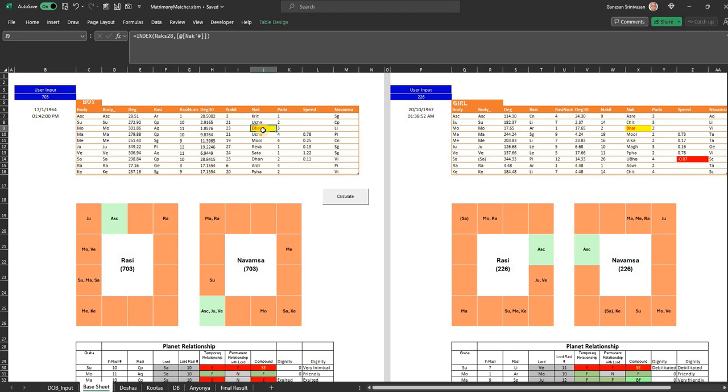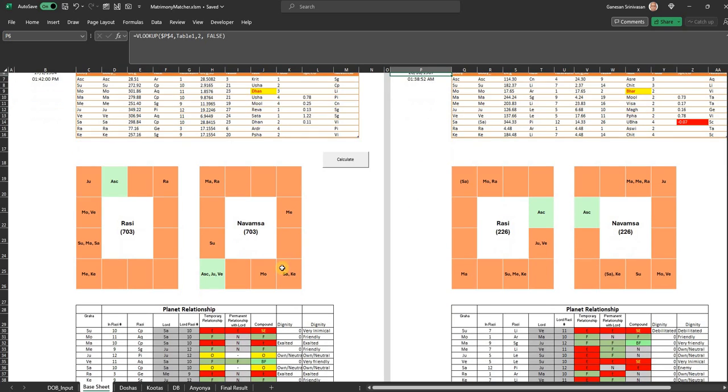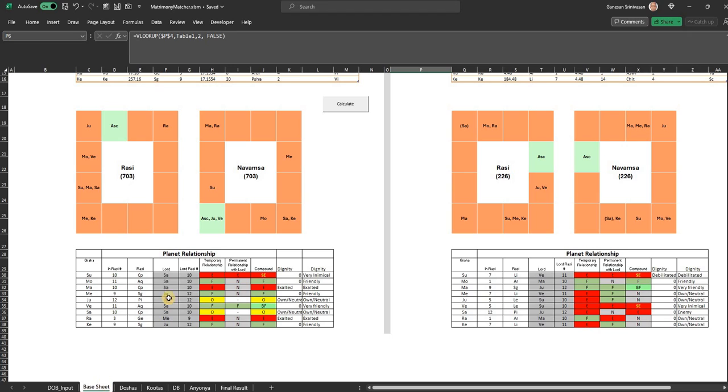I highlighted the nakshatra of the moon for both of them, so that immediately you get to know the data. So here I am comparing a 1964 born male with a 1967 born female, and they have lived their life, and I am just comparing it. What you have is this in the base sheet.